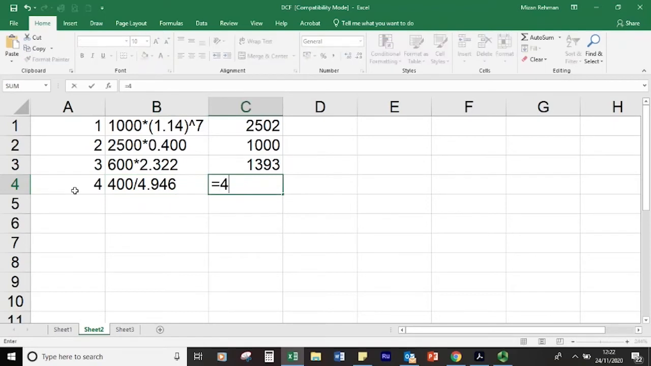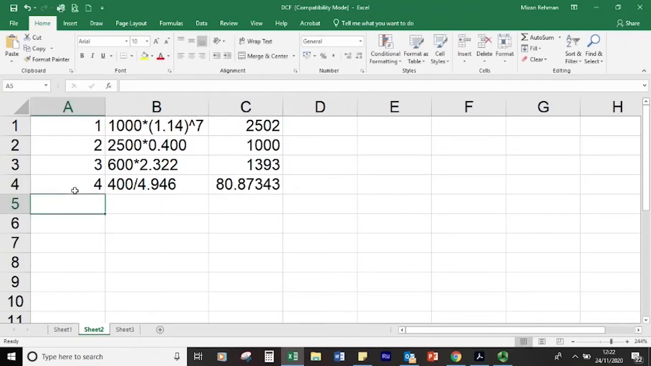So let's do this again. 400 divided by 4.946. Press enter and we get £81. So we can withdraw £81 every year if we deposit £400.